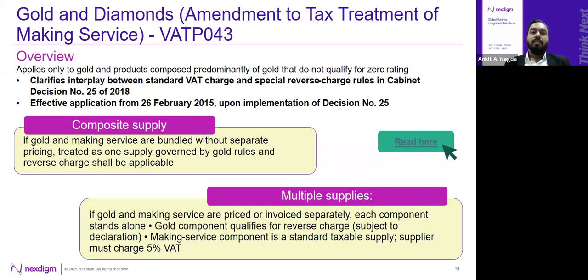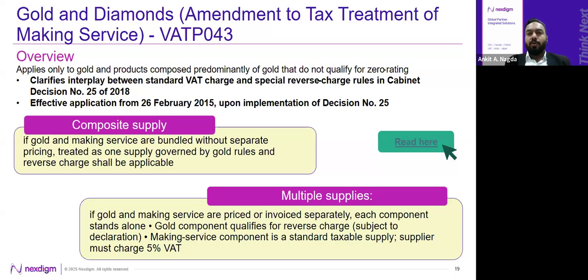Again, here, in which scenarios RCM applies and what the conditions to be fulfilled are has been explained in detail in the earlier public clarification which has been issued in that regard. So hence, we are not going into detail on that perspective.